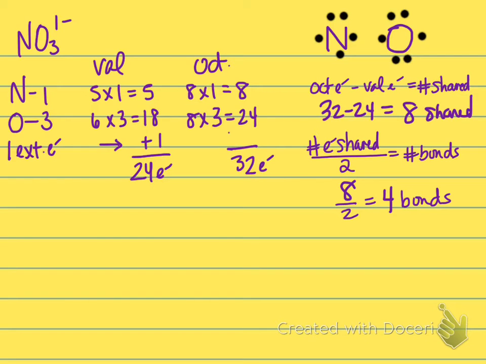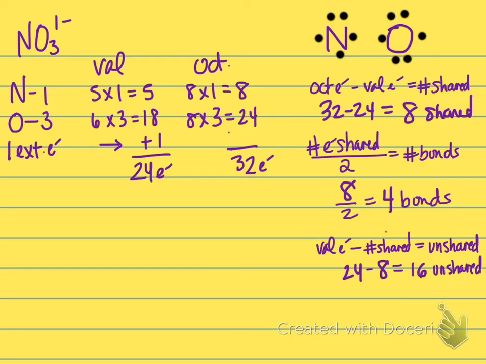Might as well figure out how many unshared electrons I'll have. The number of valence minus the number shared equals those that are unshared, and we have a whopping 16 unshared electrons here. Well, let's get started.